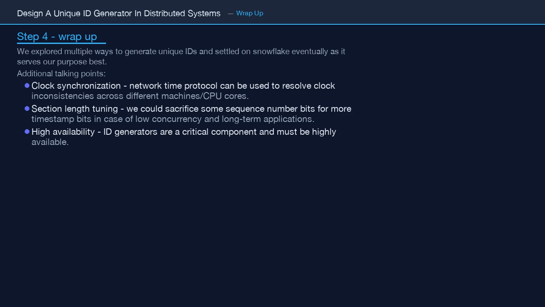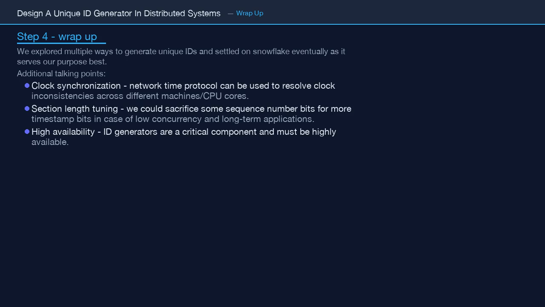Second, section length tuning. The bit layout we discussed isn't set in stone. If your system has relatively low concurrency but needs to generate IDs over a very long time horizon, you could trade some of the bits allocated to the sequence number and give them to the timestamp instead. The right balance depends entirely on your specific traffic patterns and longevity requirements.